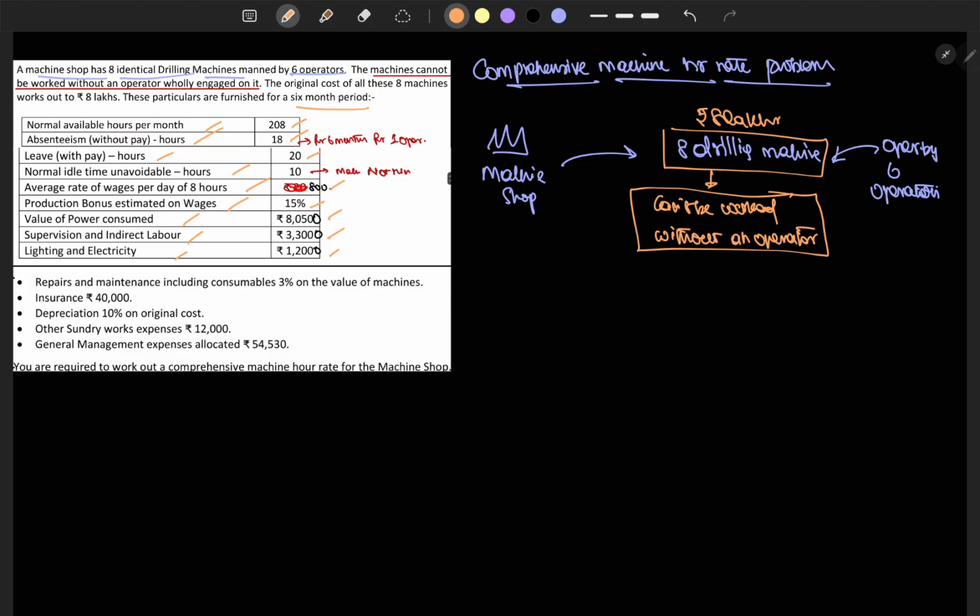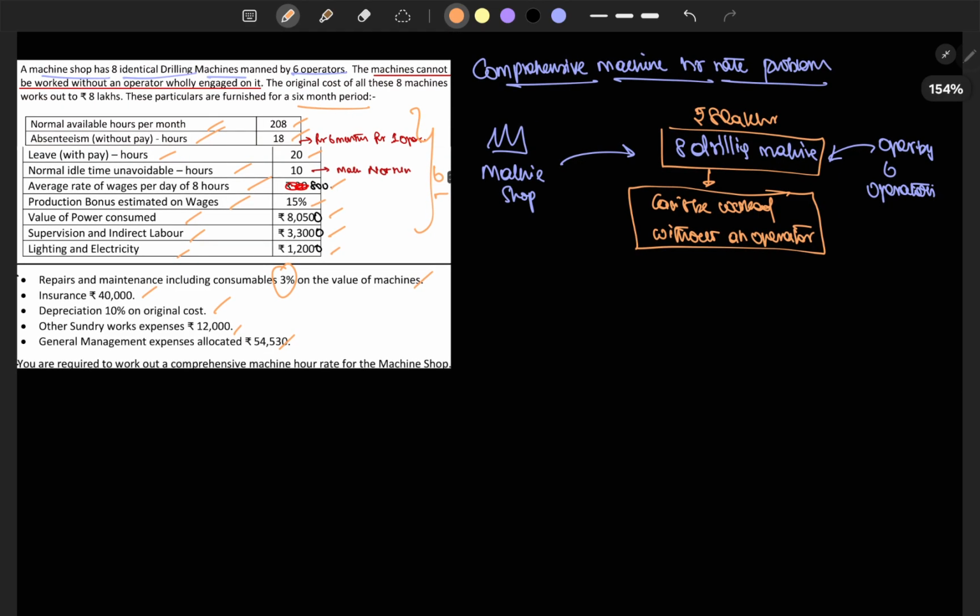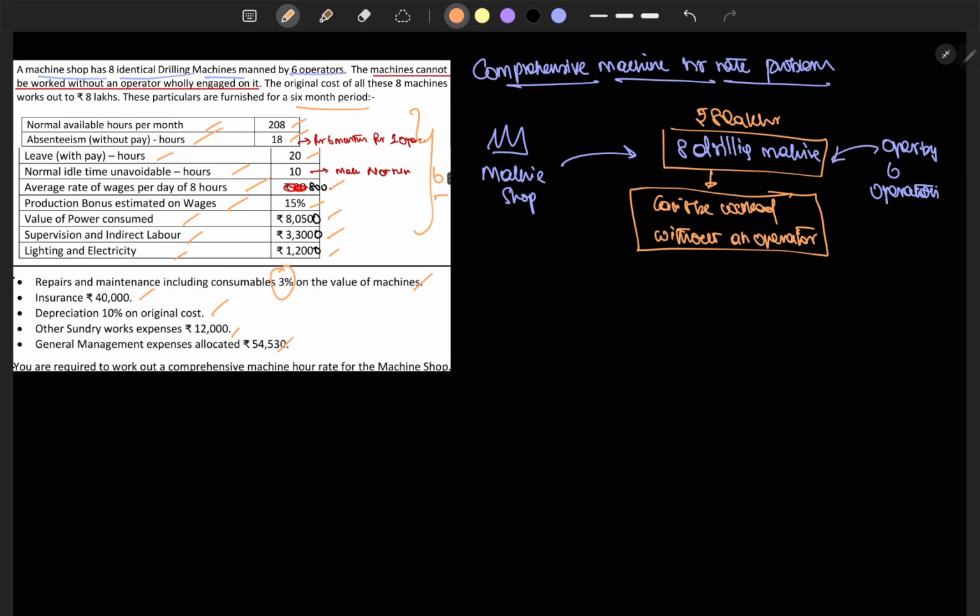So what we can understand is these are all 6 months data, and beyond this, repairs and maintenance onward are full year data. Repairs and maintenance including consumables is 3% of the value of the machines. Insurance costs around 40,000 rupees, and depreciation is 10 percent. Sundry works expenses are 12,000, and general management expenses allocated are 54,000.